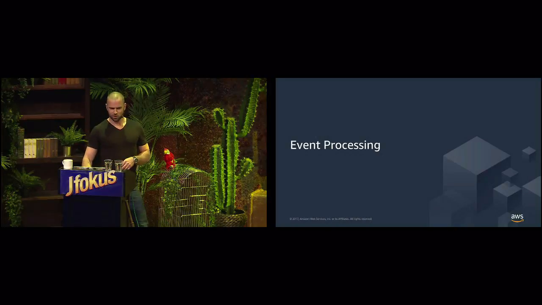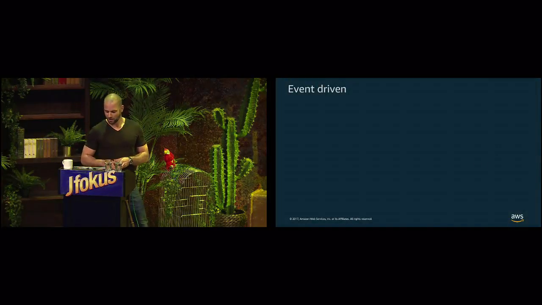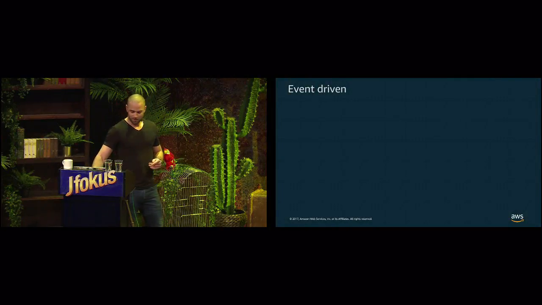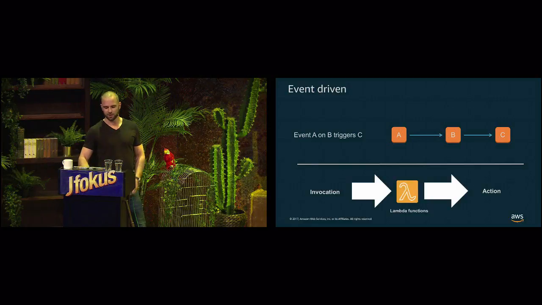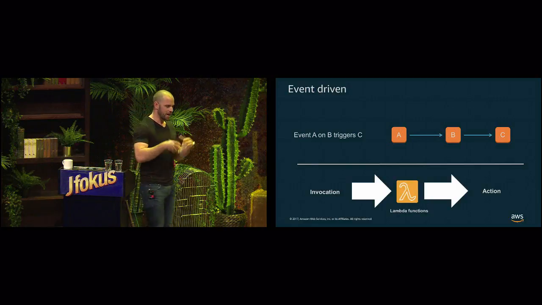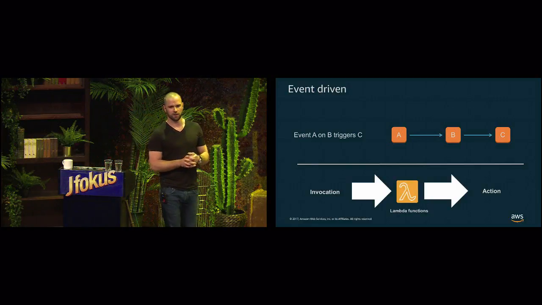Now, one of the most important architectures that we see with our customers is really event processing. Just to give you an idea, event processing is really very simple. What we think about event processing is that an event on A will trigger an event on B, which will trigger C, right? So it's really a chain of things, and Lambda is really at the core of it.